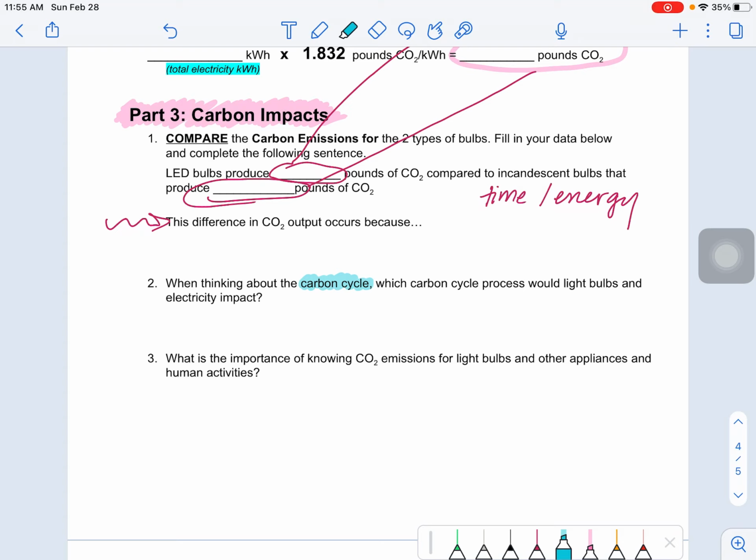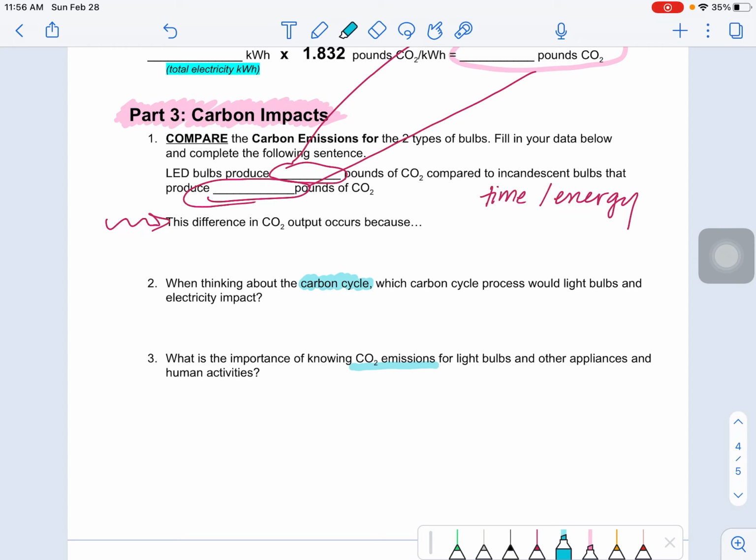And finally, number 3, what is the importance of knowing CO2 emissions for light bulbs and other appliances? So thinking back to earlier this week, why is it important to know about our carbon footprint? Why is that something we should be in the know about and be trying to control?